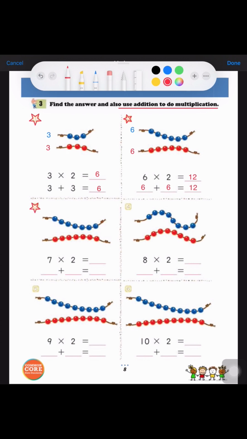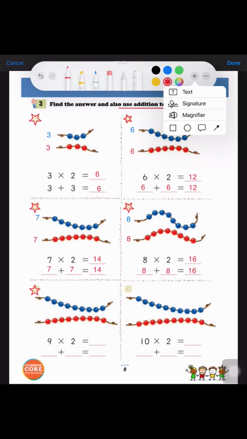Next question, in the blue bracelet, there are 7 beads. In the red bracelet, also 7 beads. So 7 times 2 equals 14, or you can write 7 plus 7 equals 14. Next question, in both of the bracelets there are 8 beads, so 8 times 2 equals 16. Or you can use additions, 8 plus 8 equals 16.